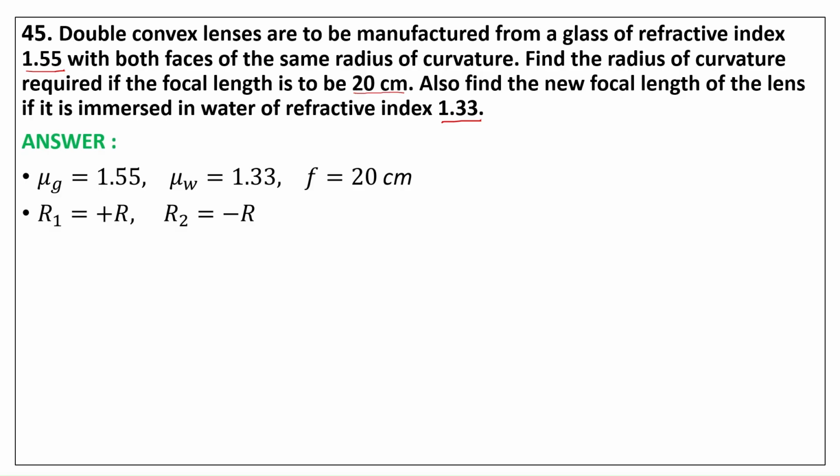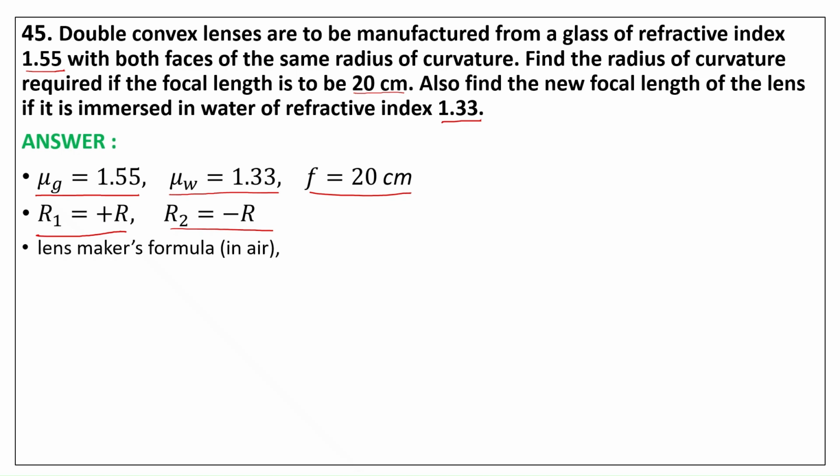Given. Refractive index of glass, mu g is equal to 1.55. Refractive index of water, mu W is equal to 1.33. Focal length in air, f is equal to 20 cm. For double convex lens, R1 is equal to plus R, R2 is equal to minus R.